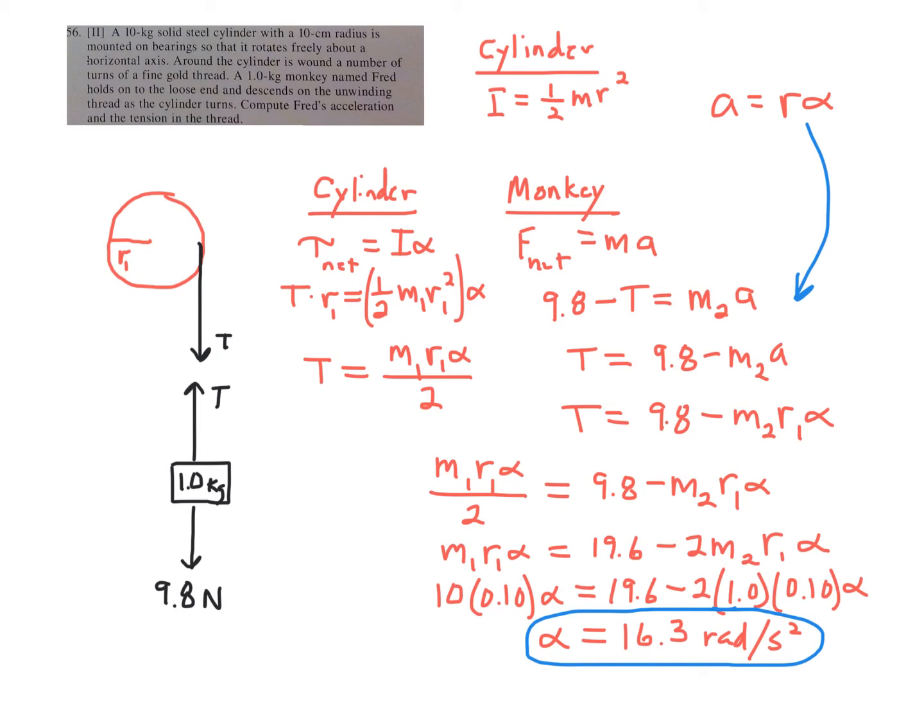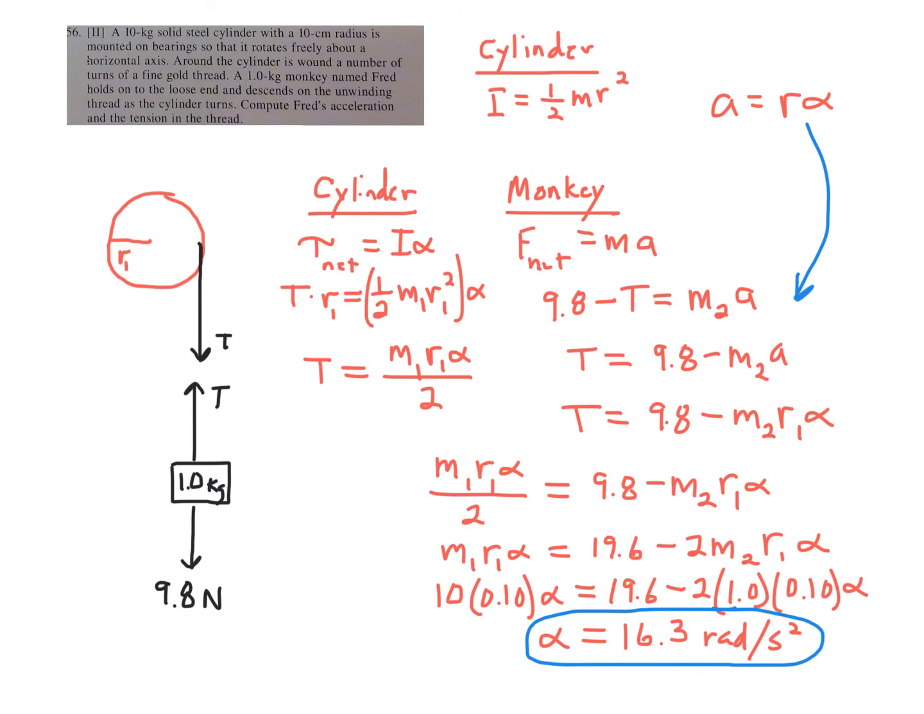The only thing we don't know is alpha. So you can see here, if we solve through all this, just go through the algebra, alpha, the rotational acceleration, is 16.3 radians per second squared. Now we're looking for the linear acceleration of the monkey. So you could just take that blue circle at the bottom and plug it up here at the top. Plug that in for alpha right there, times the radius, which is 0.1. So the linear acceleration is just going to be 1.63 meters per second squared.